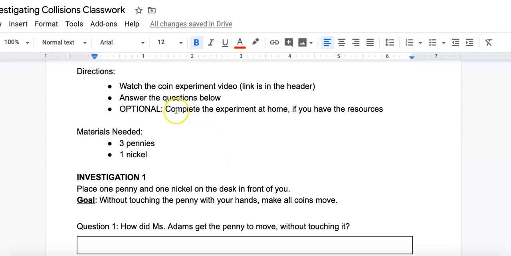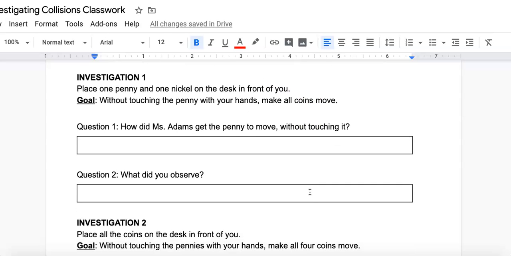The fun thing about trying this experiment at home is if you want to use more than 4 coins, go for it. This is your experiment, so you can totally have fun with it and be creative. Here's investigation 1, which we're going to talk about in the video. For investigation 1, you're going to place 1 penny and 1 nickel on the desk in front of you. And then we have some questions about that.